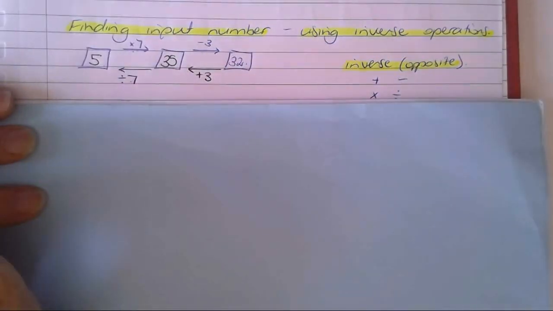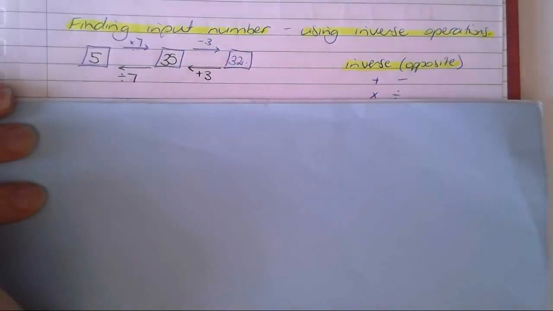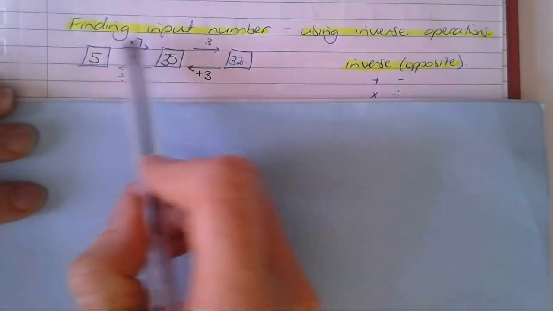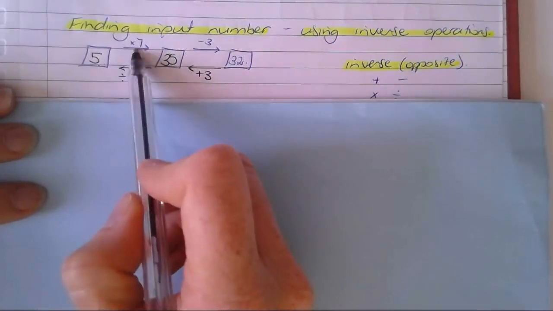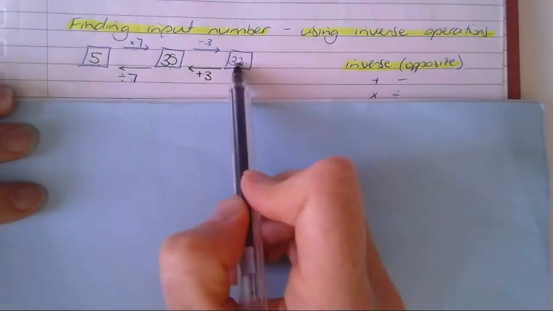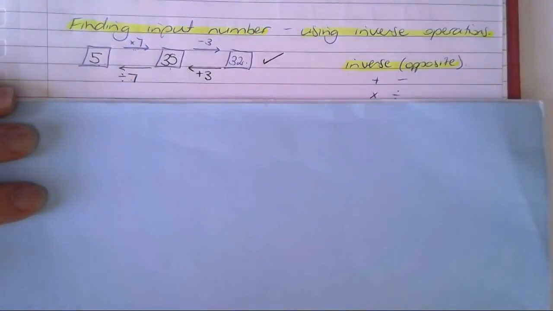Now these are really unique questions because you can actually test and see if you've got them correct at the time. So I'm just going to go forwards now from my input number that I have found. 5 times 7 is 35, minus 3 is 32. Okay, and it should be correct that way.